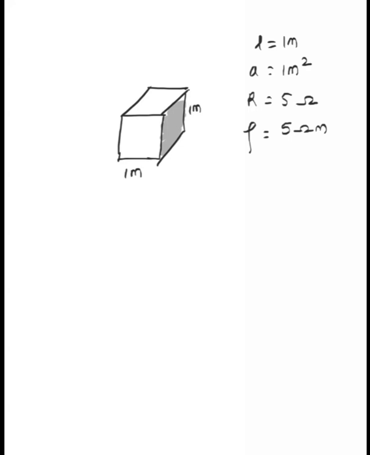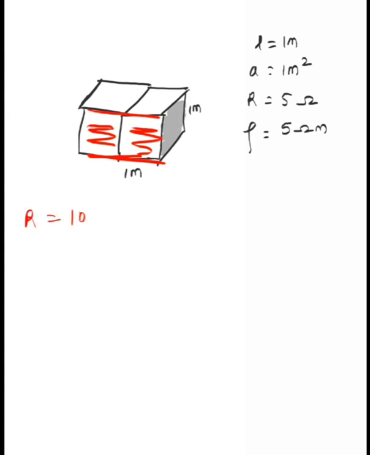Naman, understood now? Yes, sir. Now if I place one more cube next to it, will the resistivity remain the same? It will still be the same. But will the resistance be the same now? No, because this one has 5 ohm resistance and this is also 5 ohm, so the total resistance is 10 ohm.